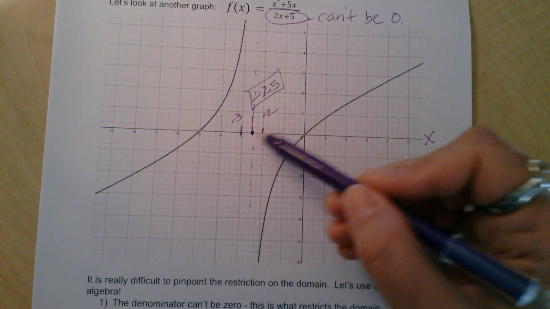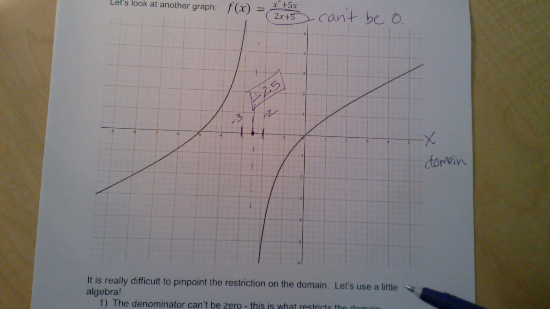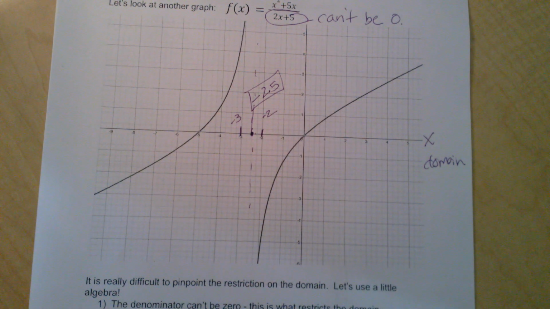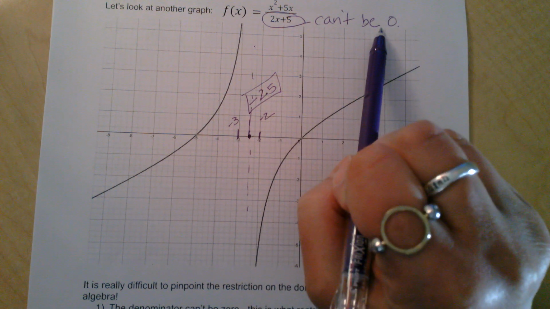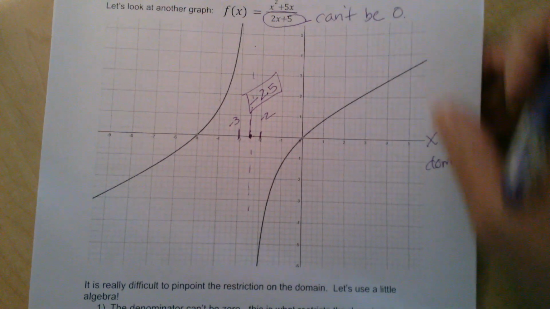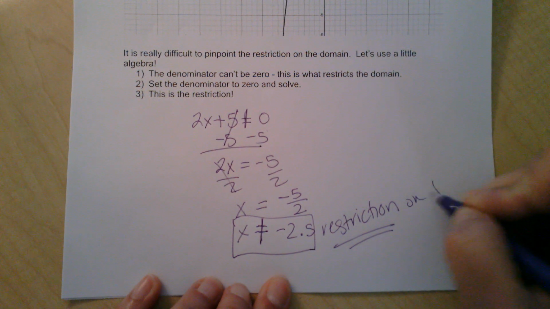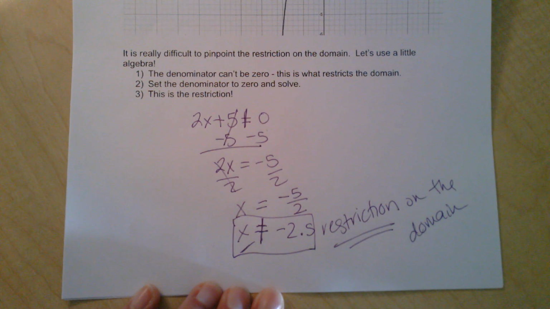So our graph will never cross this imaginary line right here. So it restricts our domain. It will never come in contact with negative 2.5. And so all we did is we just took the denominator. We know it can't be 0, so we set it equal to 0 to see what it can't be, and that's our restriction on the domain, which is our x value.